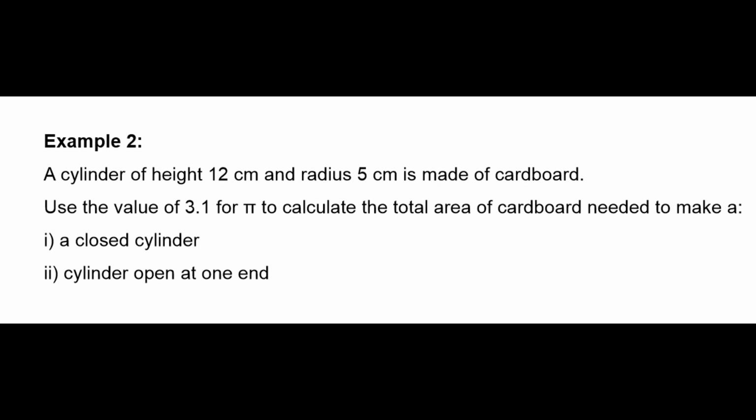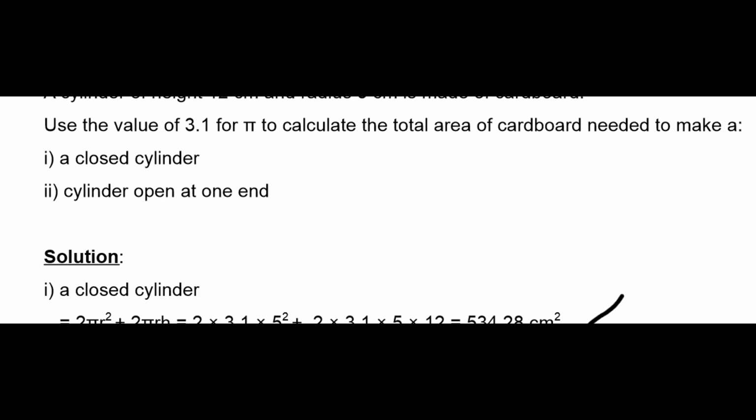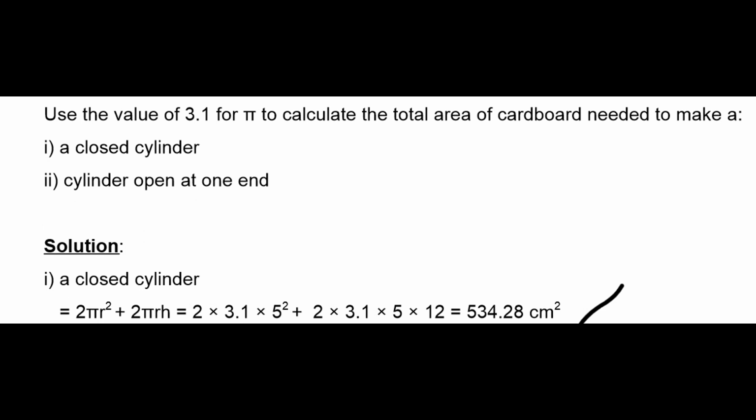Now let's solve this. For the closed cylinder, the total surface area is what? 2 pi r square plus 2 pi r h. So if we substitute into this, we have 2 times 3.1, which is the pi, times 5, which is the radius, square, plus 2 times the pi times the 5, which is the radius, times the what? The height of the cylinder. So you calculate this, we have 534.28 cm cube.